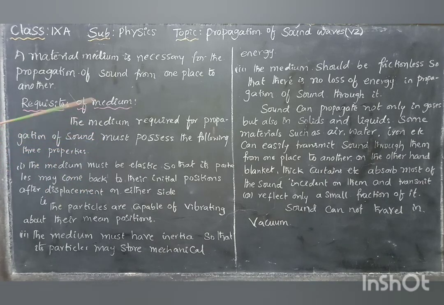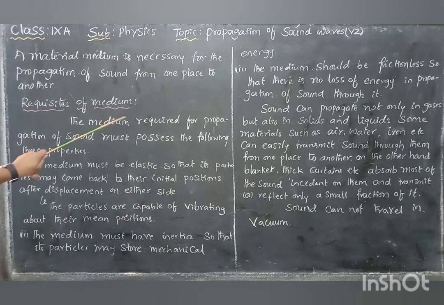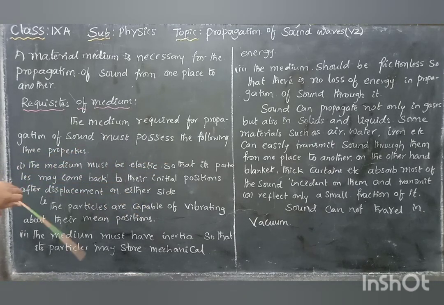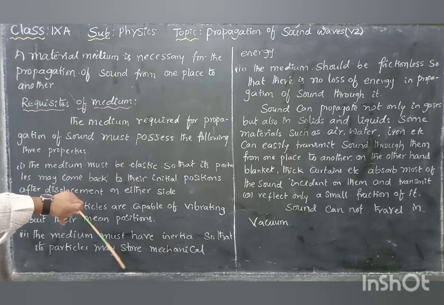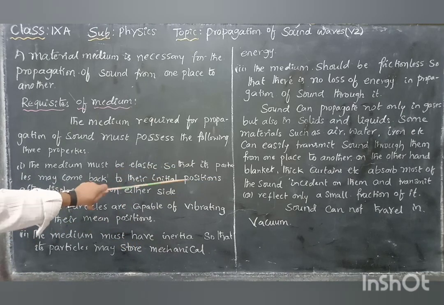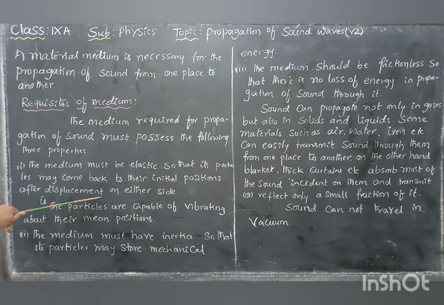Next, requisites of a medium. What are the essential things? If you select a medium, what are the requisites for sound to travel from the source of production to the listener? The medium required for propagation of sound must possess the following three properties. First, the medium must be elastic, so that its particles may come back to their initial positions after displacement on either side.